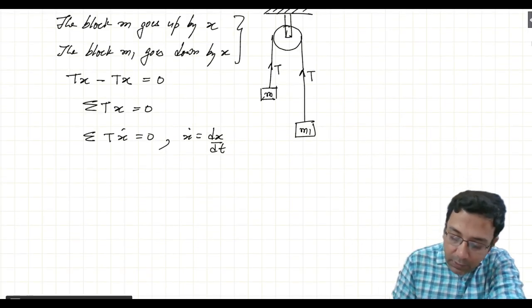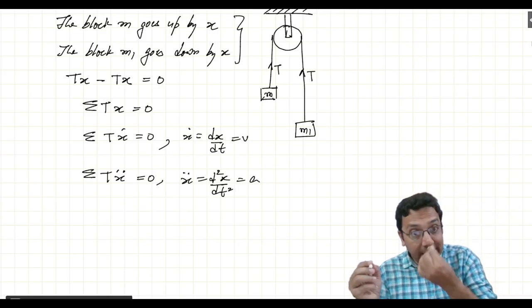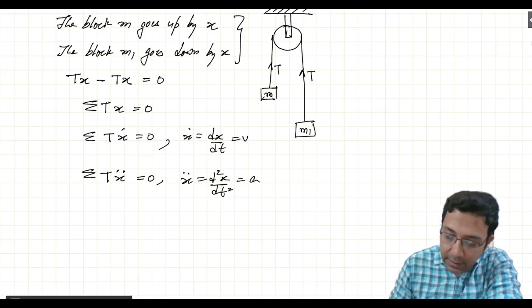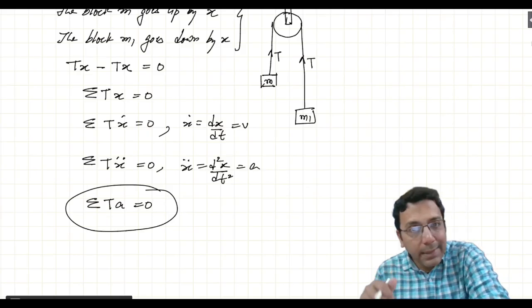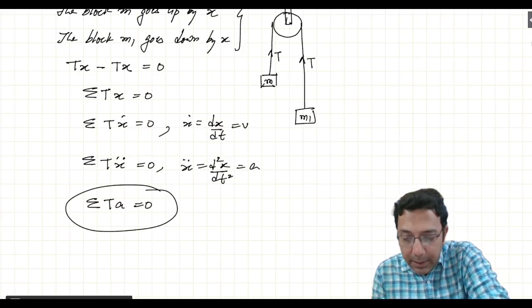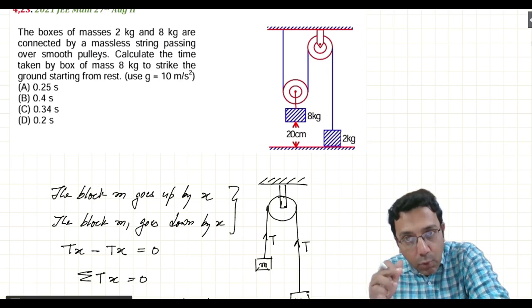If I differentiate it once again, sigma T into x double dot is 0. So x double dot is d2x by dt square, that is acceleration. So this is velocity and acceleration. Thereby you can write that sigma T into a is also 0. We will apply this to find out the acceleration, because in our problem the 8 kg mass is supposed to go down and the 2 kg will go up. But what will be the acceleration?